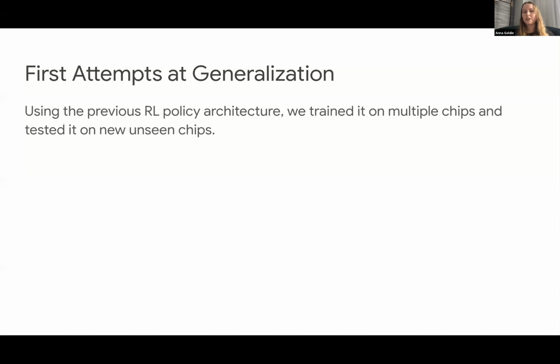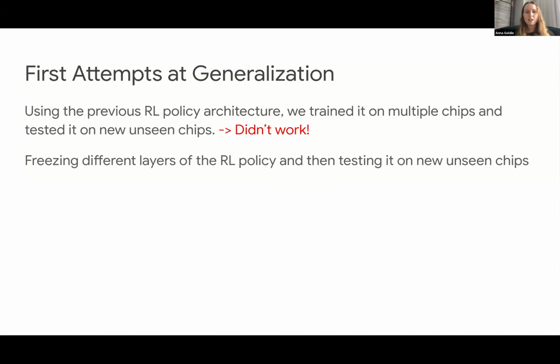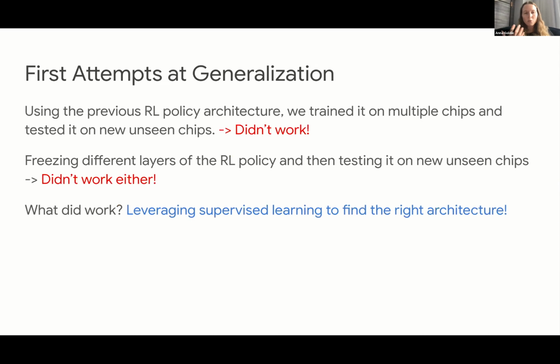We tried just using our previous RL policy architecture, trained on multiple chips, and testing on a new, previously unseen chip. We got very poor results with that. We tried various other schemes, like freezing different layers of the RL policy and then testing it on new unseen chips. That also didn't work. So the question is, what did work? Basically, leveraging supervised learning to find the right architecture.